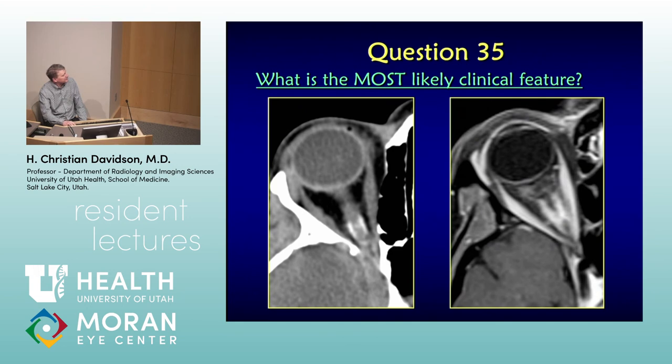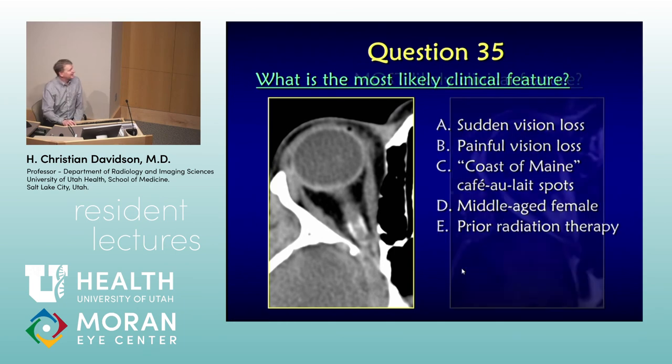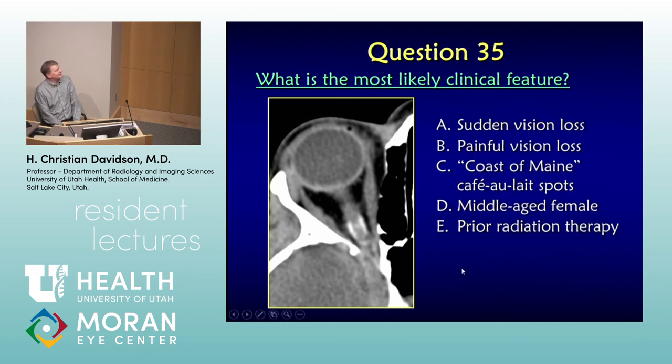Okay, so here you have a CT and an MR post-contrast with this very characteristic, what we call tram track calcification, meaning it's something that is encasing the optic nerve and it's enhancing on a post-contrast T1. So what is this? Meningioma. So now this is me again pretending like I'm a clinician and trying to imagine what kind of clinical feature might accompany this. So what's the best answer here?